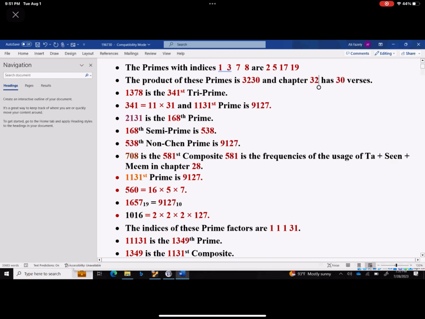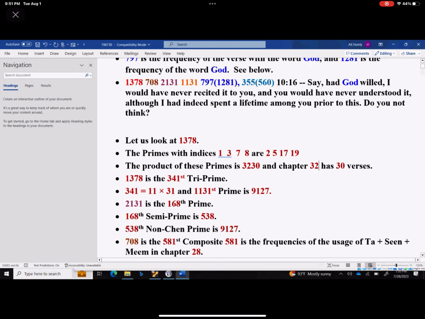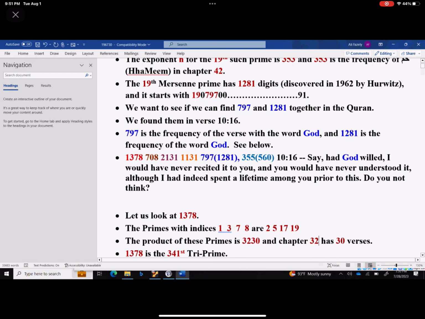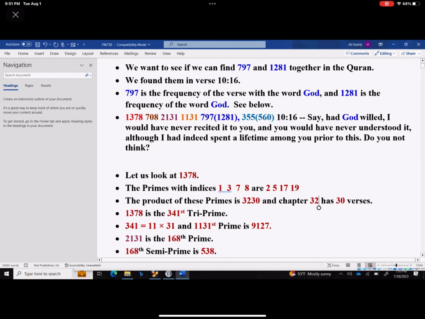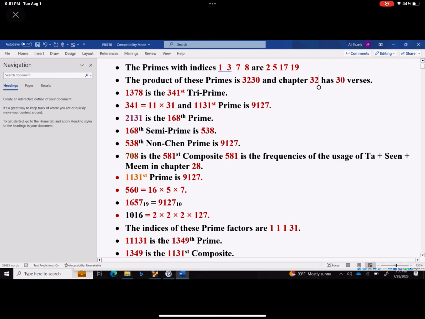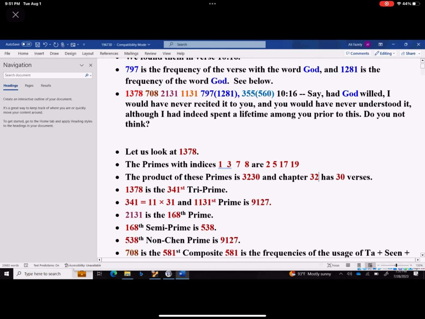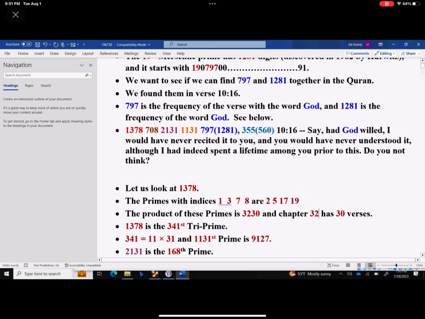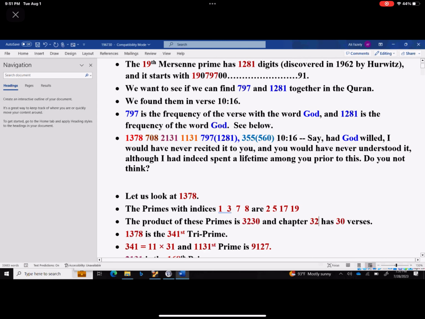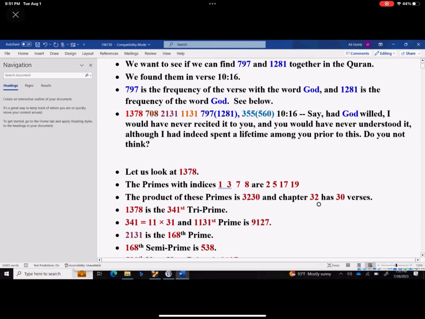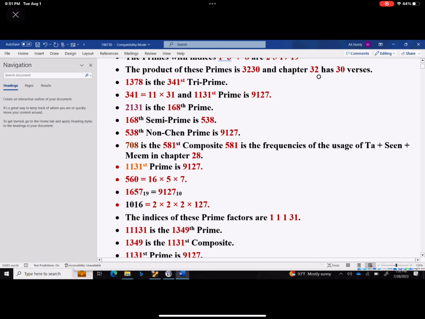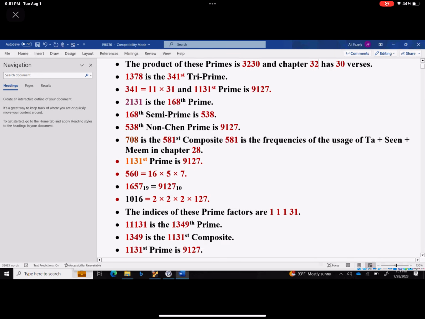Then we have number 1131 here, very clearly in orange, right there, 1131. Okay, well, the 1131st prime number is 9127. Can you get more direct than that? Okay. Then we have 560. See 560 here? Okay. 560 is 16 times 5 times 7.